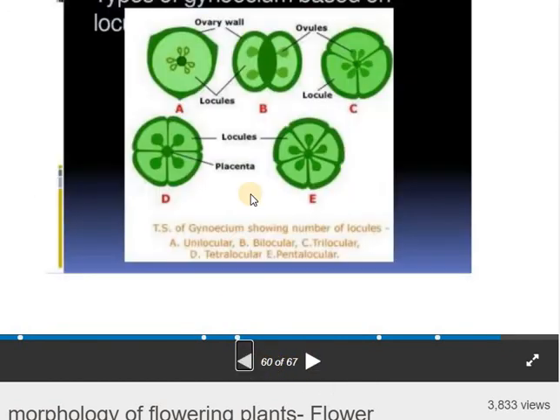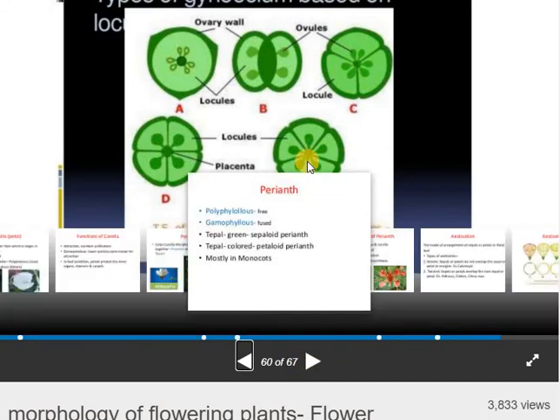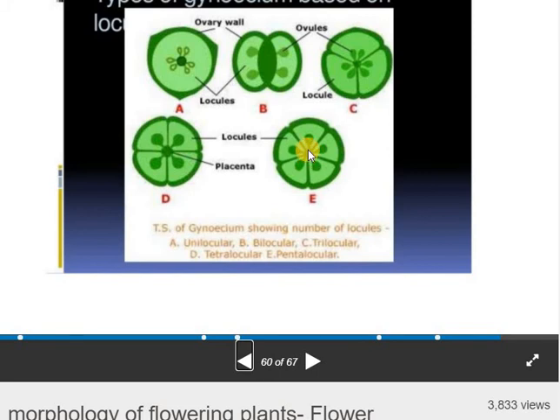Each ovary contains a central placenta. This is an ovary cross section. The ovary contains a central region where ovules are connected. This central swollen region where ovules are connected is called placenta. And the chamber of the ovary is called locule. And the mode of arrangement of ovules on the placenta is called placentation. The placenta can be located in different positions.